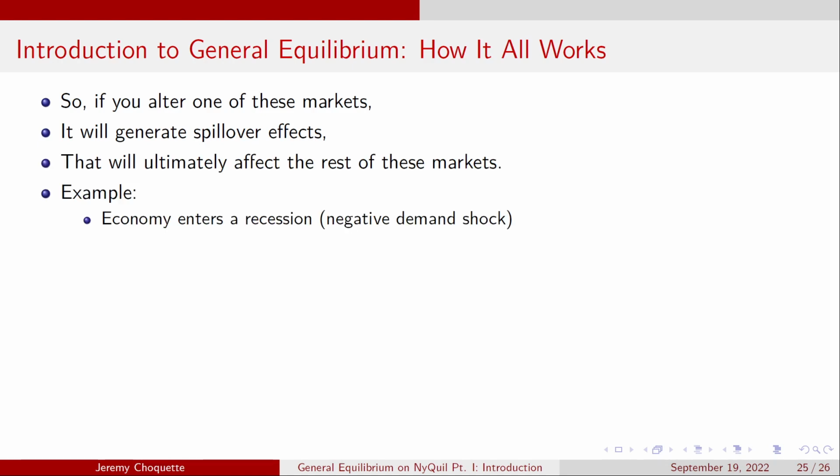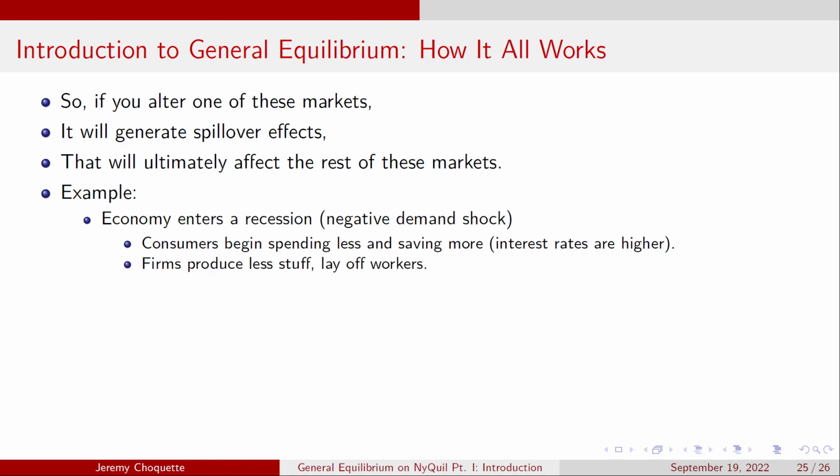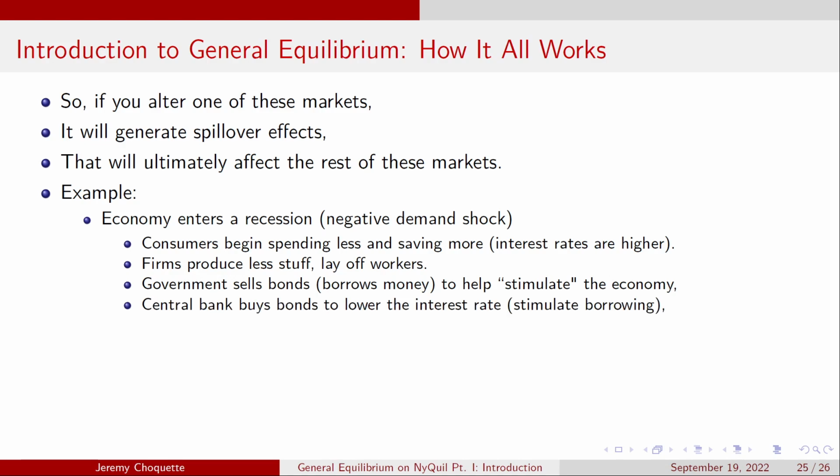So let's say the economy enters a recession. There's a negative demand shock. Consumers begin spending less and saving more. Interest rates are higher. Firms produce less stuff and lay off workers. The government sells bonds to try to stimulate the economy, because when they sell bonds, they're borrowing money. So they borrow money and then redistribute it throughout the economy. Those were the stimulus checks that were being sent out during the COVID-19 pandemic.